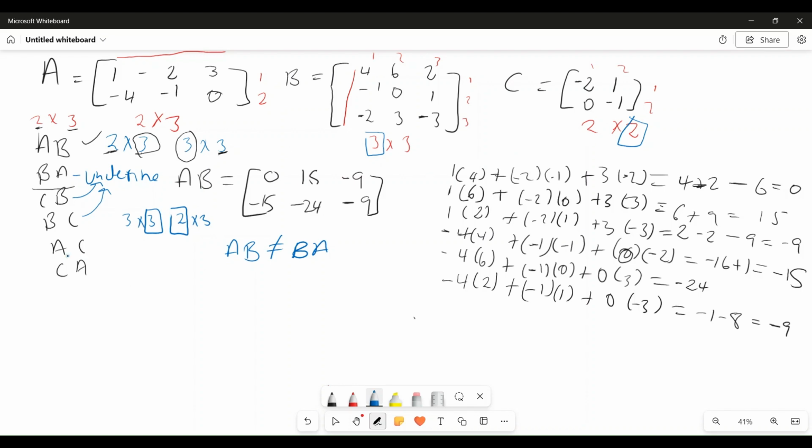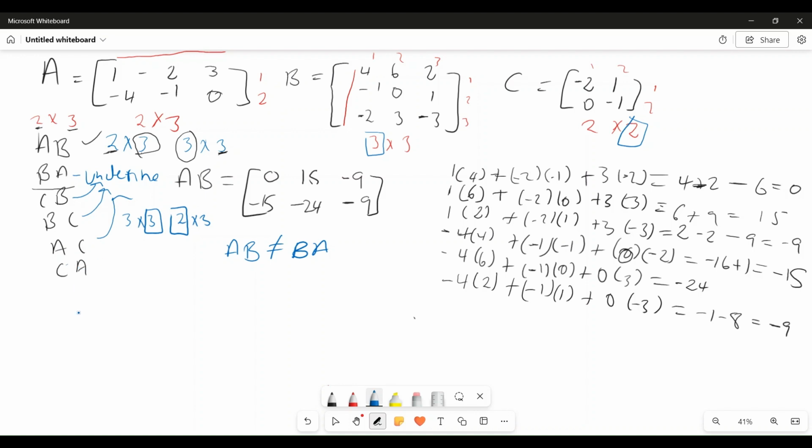What about AC? We are starting with matrix A. It has 3 columns, and C has 2 rows. So that is also going to be undefined. What about CA? Though AC is undefined, CA is a different story. We are starting with matrix C. It has 2 columns, and matrix A has 2 rows. So though AC is undefined, we can find CA.